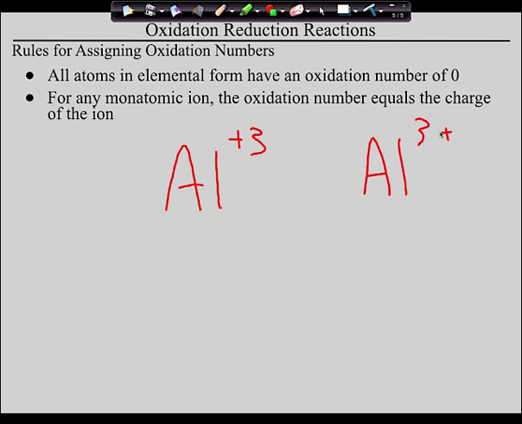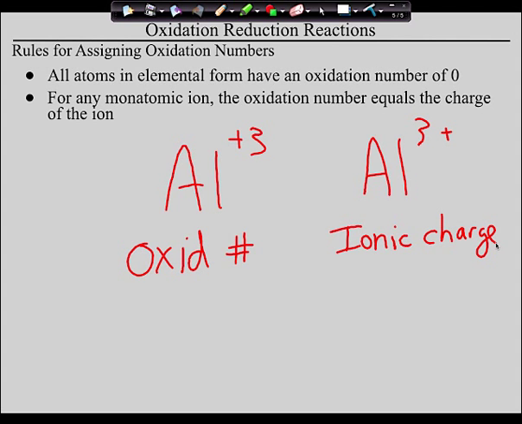So guys, these are not the same. So what's the difference? And I would encourage you to write this down. Guys, this is an oxidation number, and this is an ionic charge. So if you write aluminum +3, that's an oxidation number. If you write aluminum 3+, that is an ionic charge.